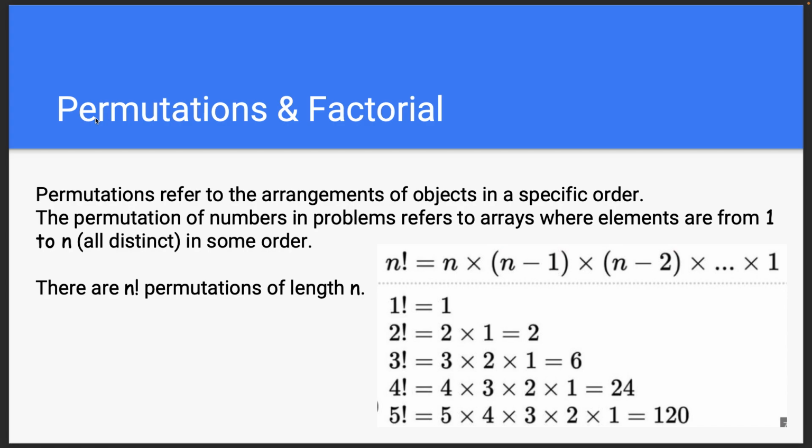A permutation is an array with distinct elements in some arbitrary order. And we have n factorial permutations. N factorial means 1 to n multiplied by each other. So we have n factorial different permutations. It's a simple thing.